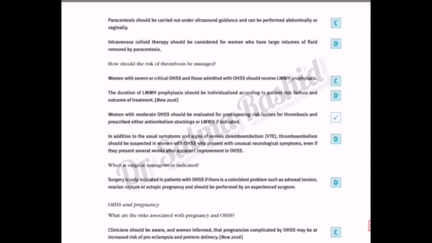Ovarian hyperstimulation syndrome and pregnancy. What are the risks associated with pregnancy and ovarian hyperstimulation syndrome? Clinicians should be aware and women informed that pregnancies complicated by ovarian hyperstimulation syndrome may be at increased risk of preeclampsia and preterm delivery.